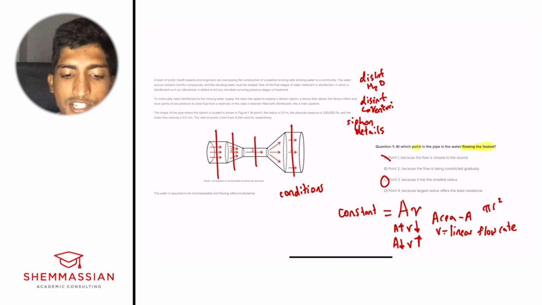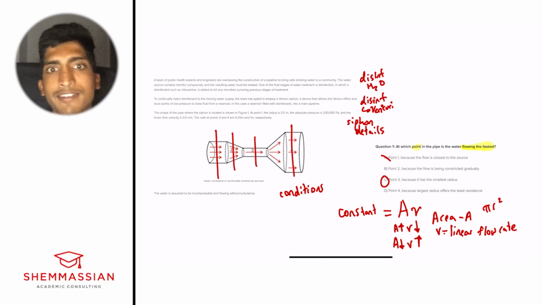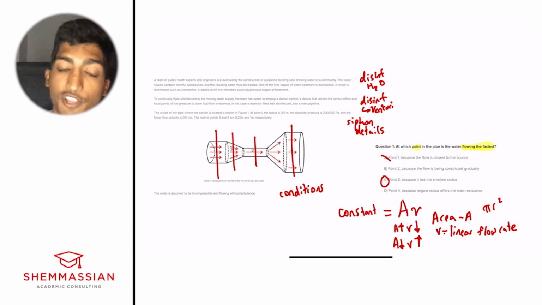0.2, because the flow is constricted gradually. We just said flow matters only on the cross-sectional area through which it flows. So if it's more constricted, it'll flow faster. So we can get that.